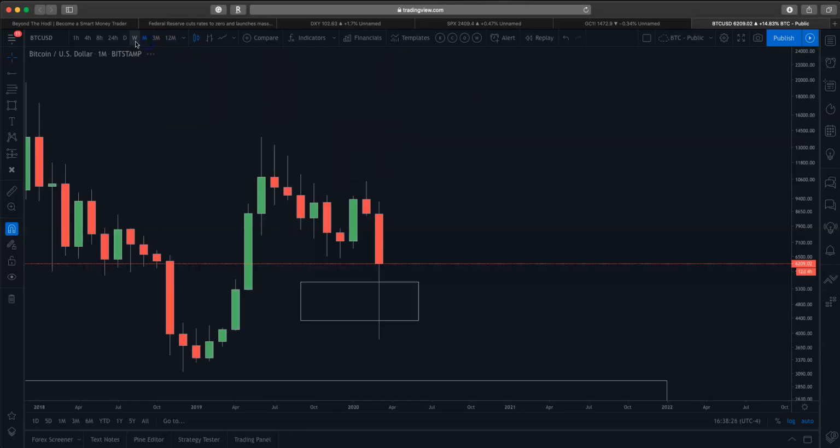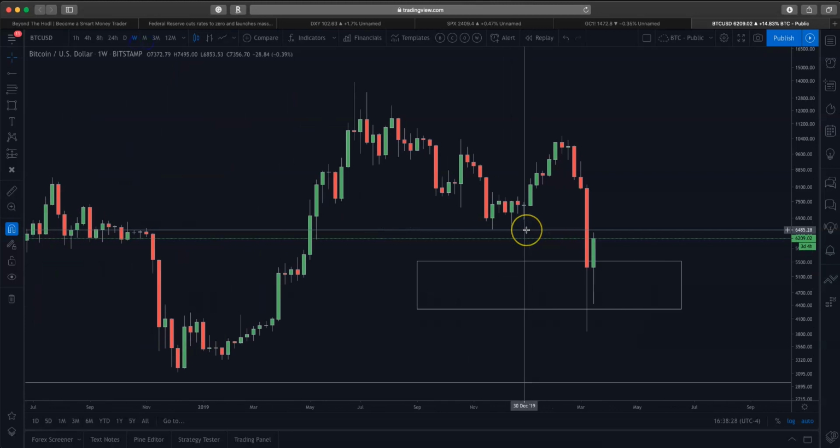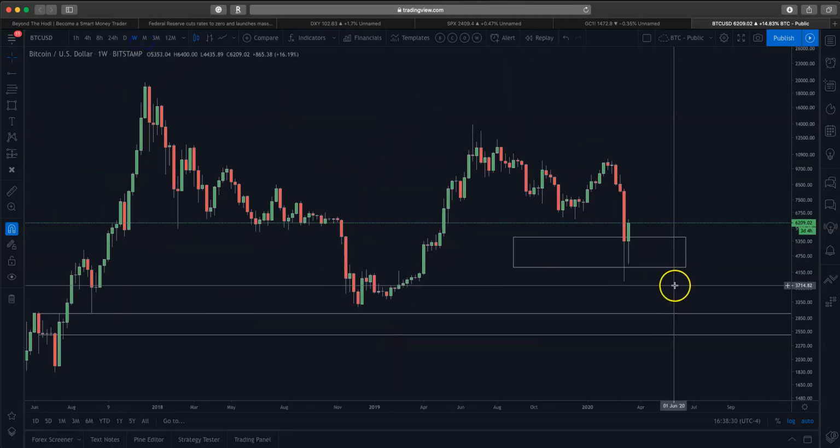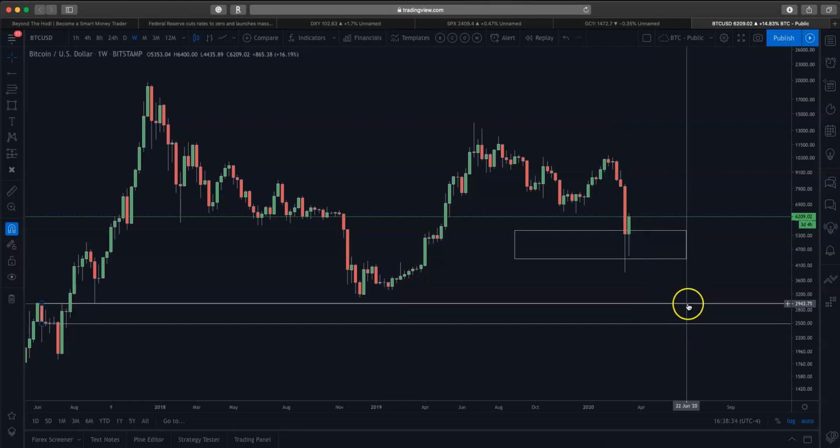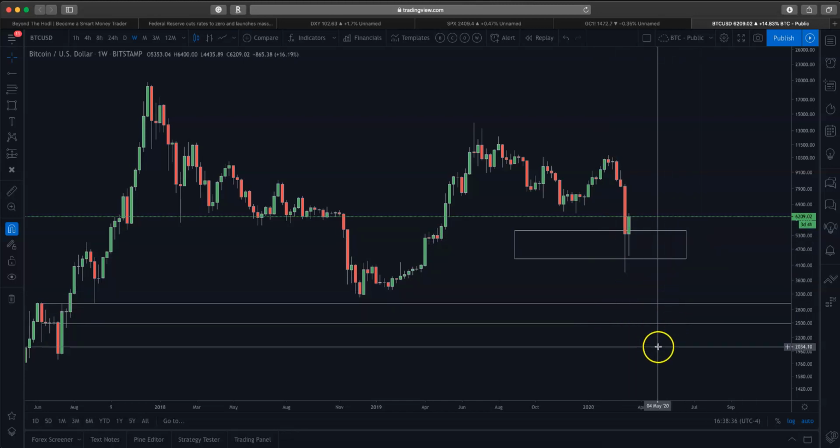But if Bitcoin's going to behave like gold did, then again, guys, this area right here between where we're at right now and then at most this $2,500 area would be where you would expect Bitcoin to kind of bottom out and consolidate before another leg higher.